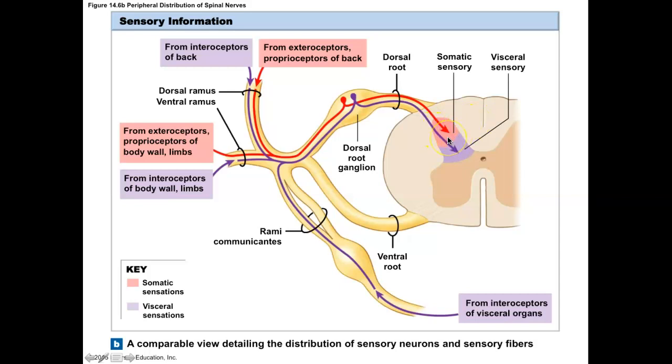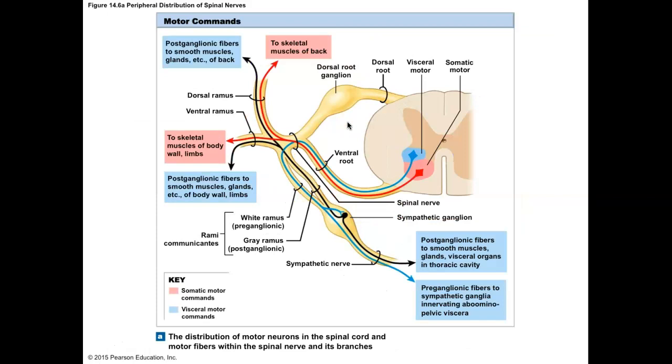Okay, so the message here is basically sensory information when it comes from the back of your body travels into the dorsal ramus. Sensory information from the front of your body will travel into the ventral ramus. They both will take the dorsal root back into the dorsal horn. And the cell bodies of your sensory neurons are found in that dorsal root ganglion. Okay, so that's it. Motor commands are going to leave the anterior side.